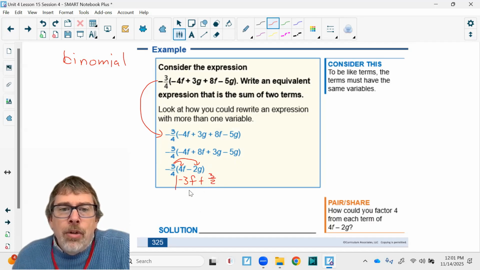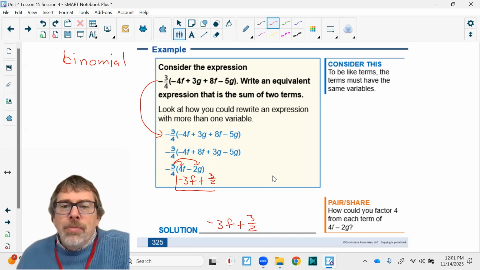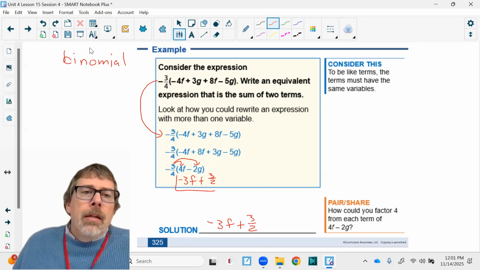And there is my binomial. So it's negative 3f plus 3/2. Okay, so two terms, a constant and a variable with a coefficient.